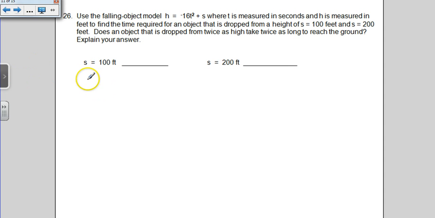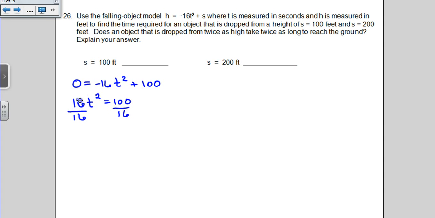So for the first problem, remember the final height is on the ground, so that's going to be 0. So it's 0 equals negative 16t squared, and then our initial height is 100. So I'm going to add the 16t squared over here. And then before I square root, we're going to divide by 16. So we can cancel those out. And let's see, I get t squared equals 6.25. And then when we square root both sides, I get exactly 2.5 seconds.